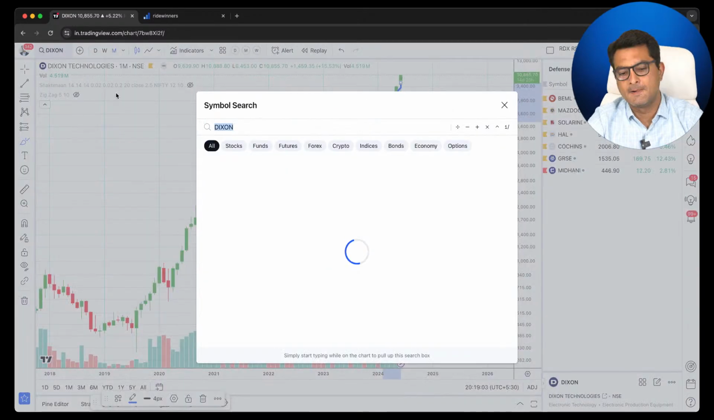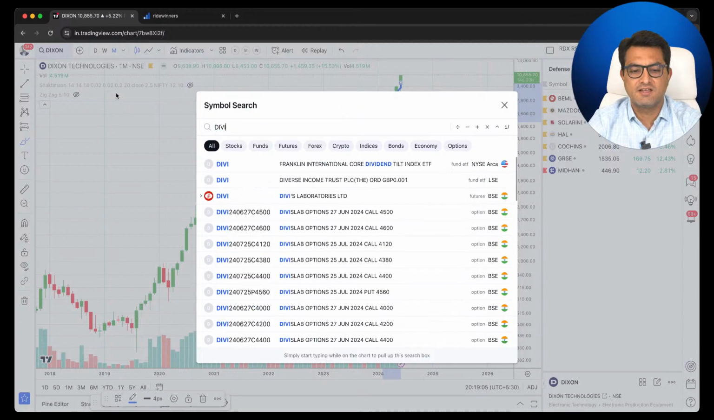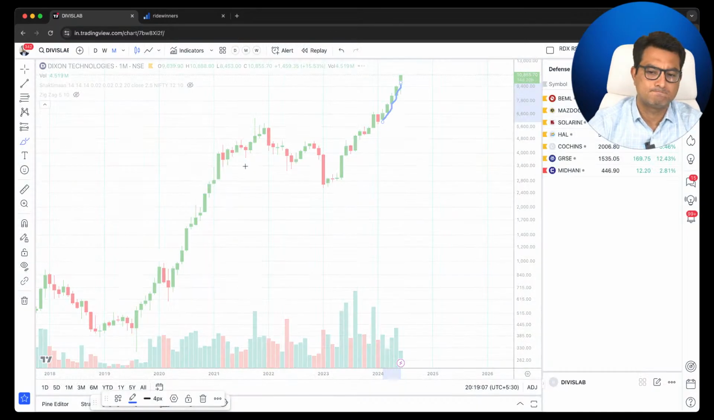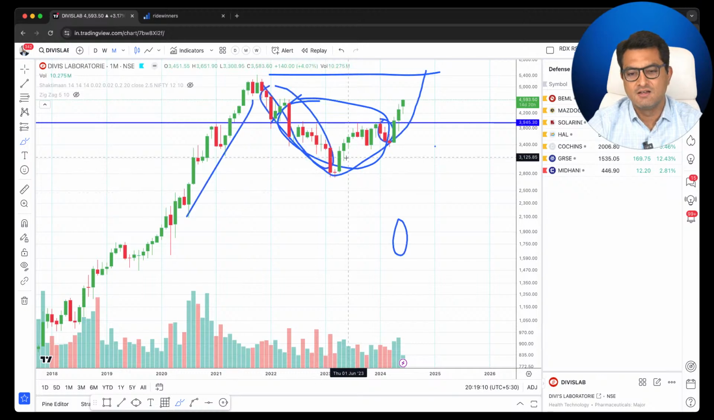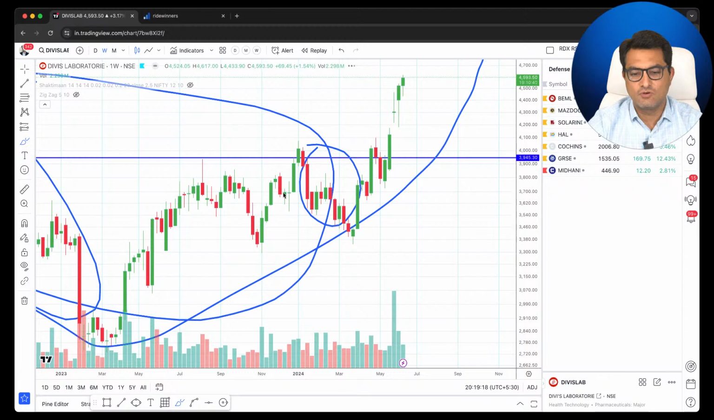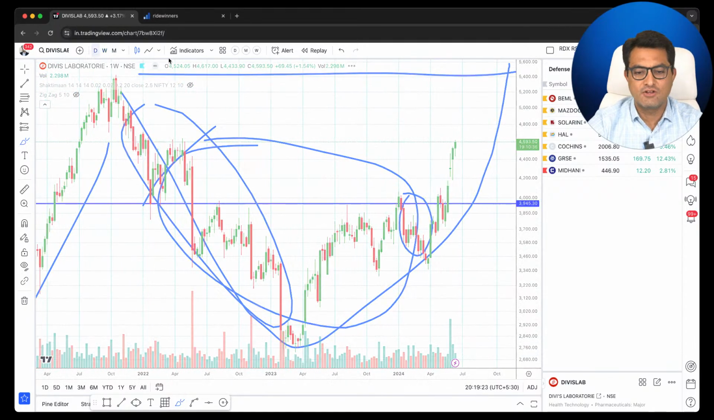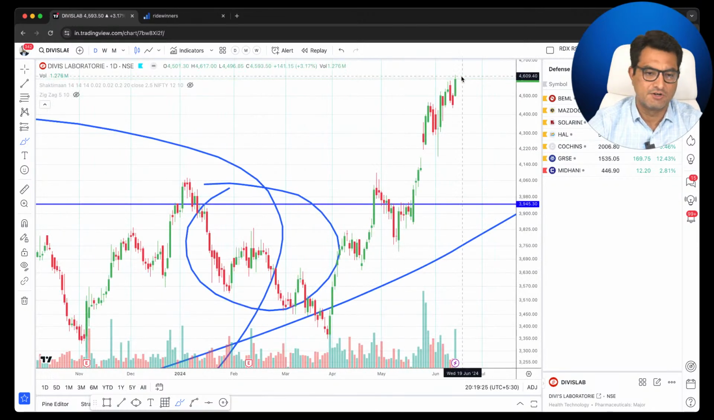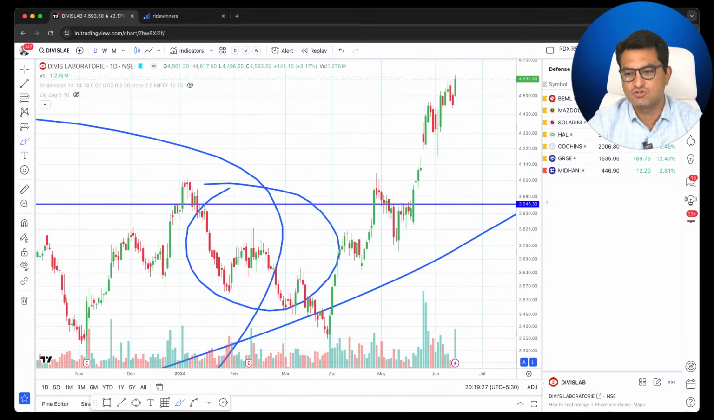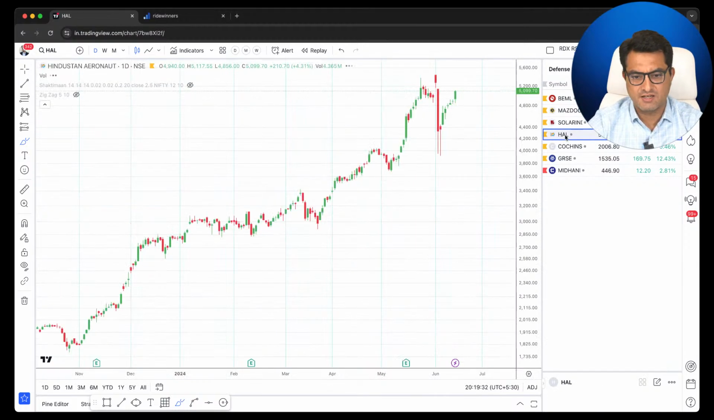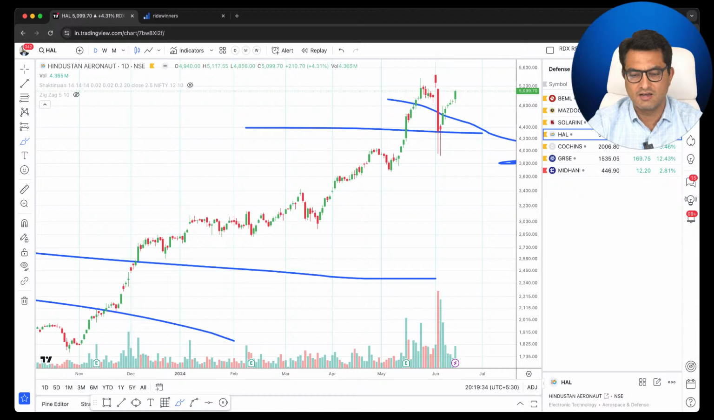Let me get an example like that. Let's take Divi's Lab. You can see that broadly, on a monthly chart, we are still in the consolidation band. It is not a fully confirmed uptrend, but on a weekly chart it is still broadly trying to go up, and on the daily chart you will see that it has started going into an uptrend, right? So based on what time frame you are checking, the overall analysis also changes.